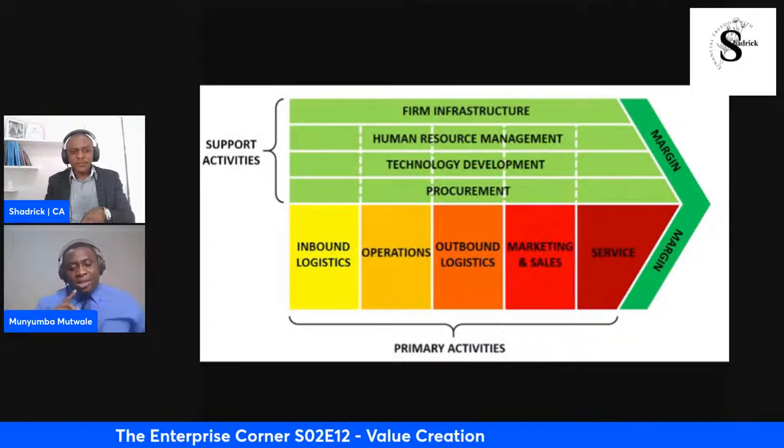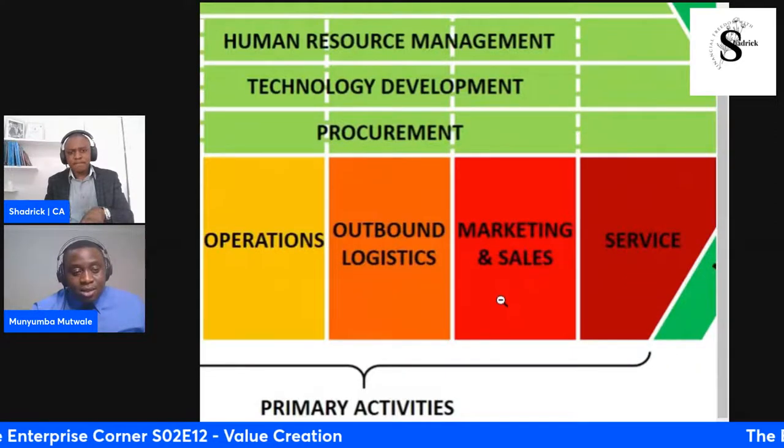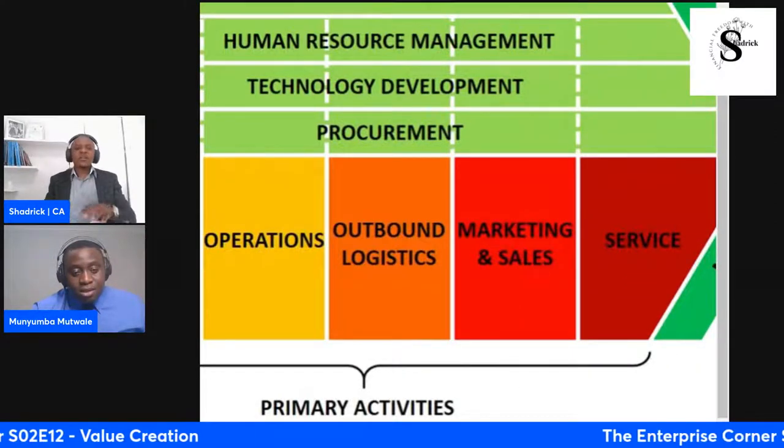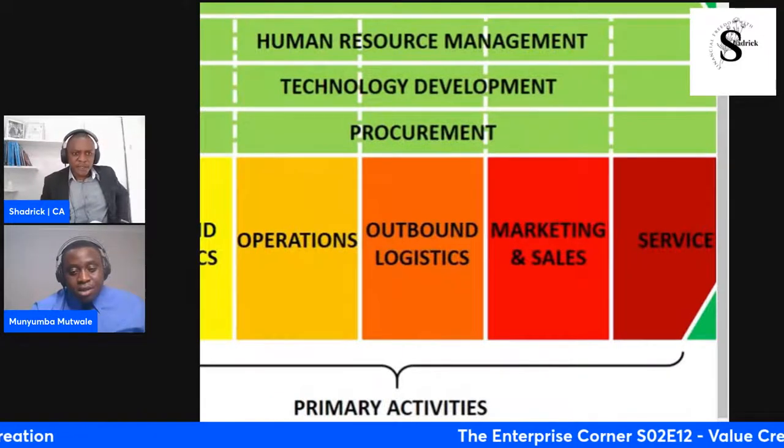Let me add something, Shadrach. Sorry, it's here. You're not able to see? Okay. I think you can continue. I think I'll pick it up later.